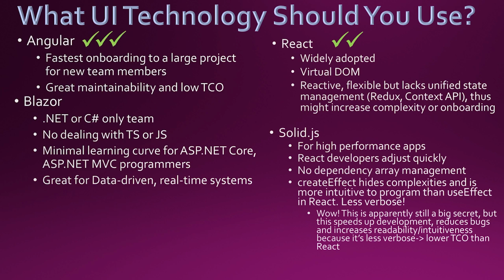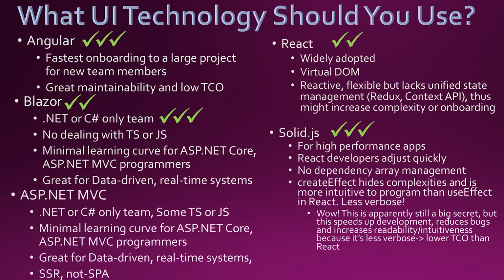I think Angular is a great choice for maintainability for complex data-rich enterprise applications. Solid.js is the technology that overshadows React in today's world. It simplifies reactivity management. And if you need a high-performing SPA, Solid.js will not let you down. Blazor is a good choice mainly for data-driven applications, especially if you want SSR. It's definitely a winner if you only have a .NET team.